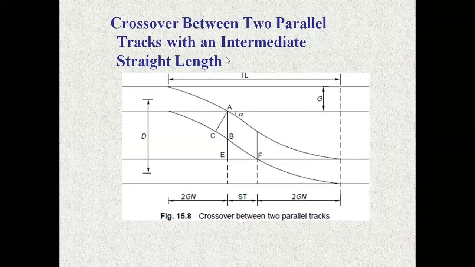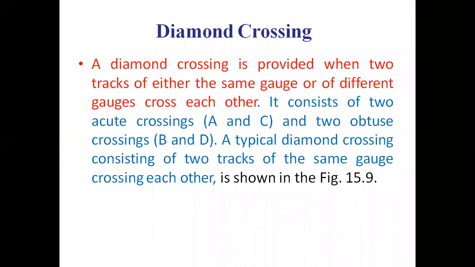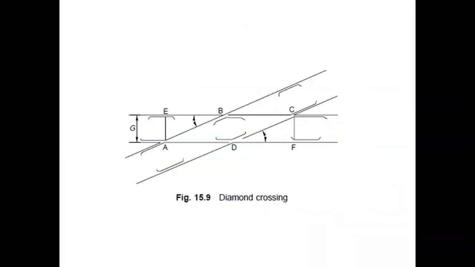And a crossover between two parallel tracks with an intermediate straight length. This is the crossing between the lanes. If we have to switch from one main lane to another main lane, there is a track crossover between these two parallel lines. So if a train has to be moved from this track to the other track, there is a switch observed here. This is the crossover between two parallel tracks. Diamond crossing. A diamond crossing is provided when two tracks of either the same gauge or different gauges cross over each other. This is the diamond crossing.